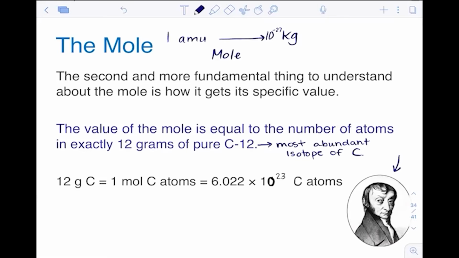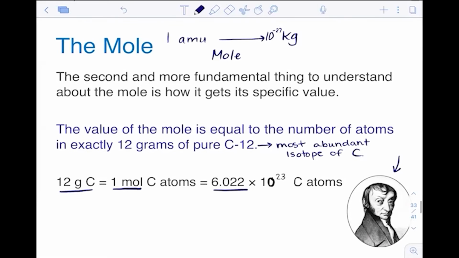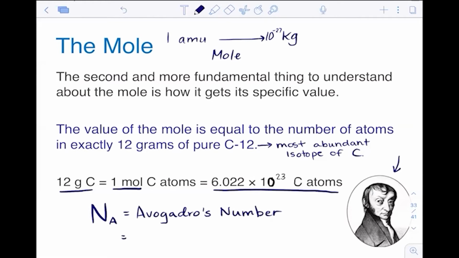So exactly 12 grams of carbon is equal to 1 mole. And Avogadro determined that that is 6.022 times 10 to the 23rd carbon atoms. This is where we get the value N sub A, or Avogadro's number. Avogadro's number is 6.022 times 10 to the 23rd particles per mole. I'm going to change it to particles here.